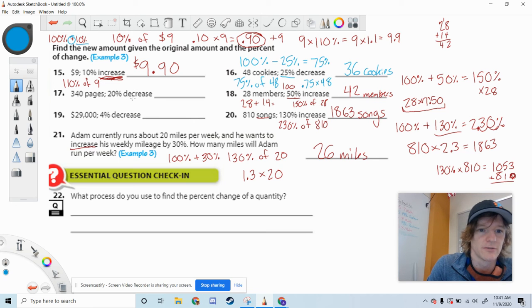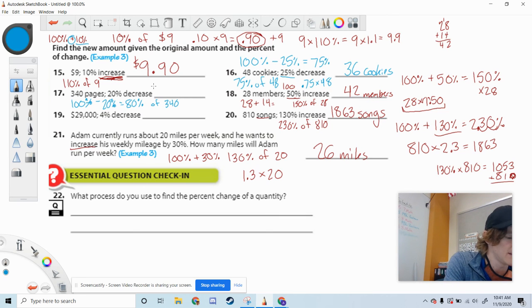Number 17, we're also decreasing. We're going to do a 20% decrease, which means we're going to go down from 100%. We're going to subtract 20%. So the amount remaining here is going to be 80%. So we need to do 80% of 340. So we'll do 0.80. Move our decimal over 2 spots. 0.80 times 340. We get 272 pages.